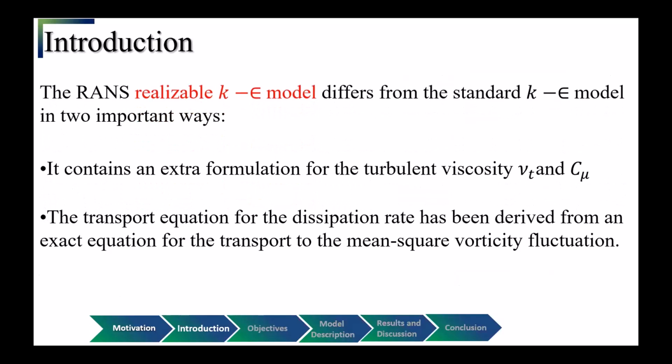So, talking about the RANS realizable k-epsilon model, it's a relatively recent development and differs from the standard k-epsilon model in two important ways: it contains an extra formulation for turbulent viscosity nu_t, and C_mu varies depending on the value of nu_t. It's not a constant like the standard k-epsilon. And the transport equation for the dissipation rate has been derived from an exact equation, and also the realizability condition that avoids the unreal negative eigenvalues of the Reynolds stresses is a very good advantage of this model.